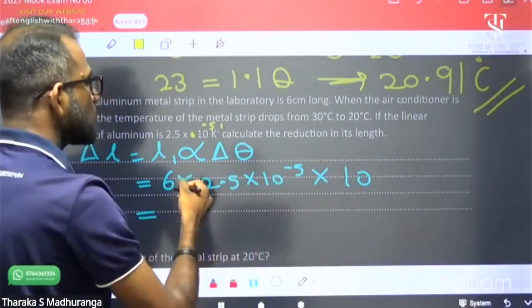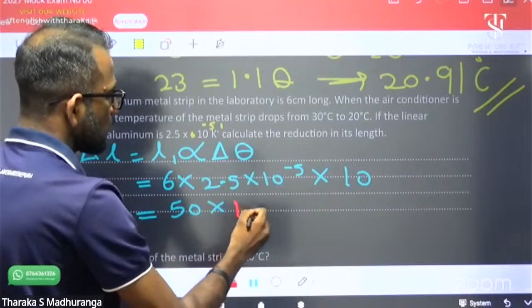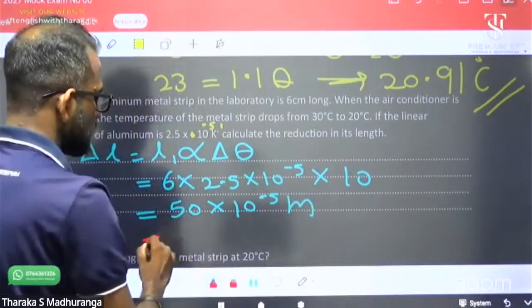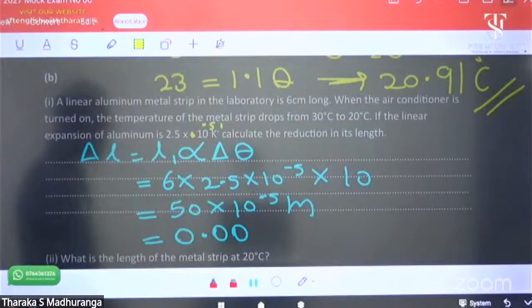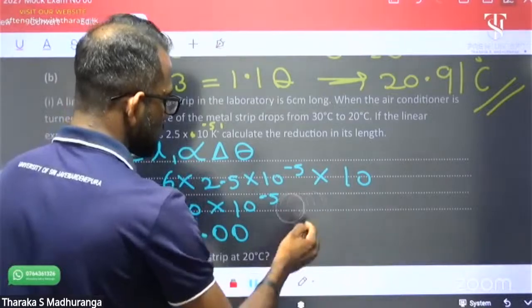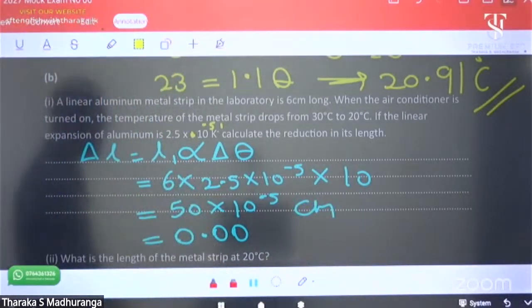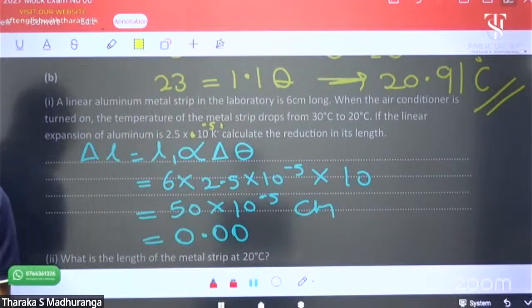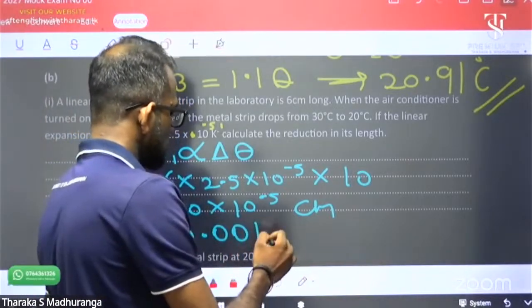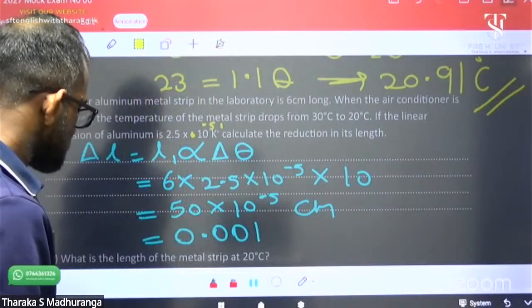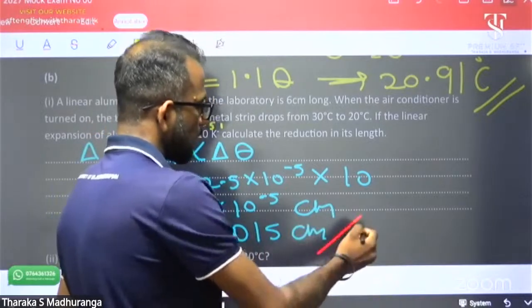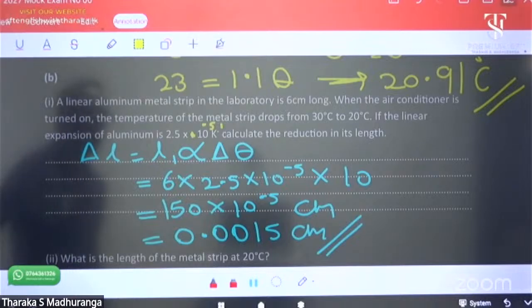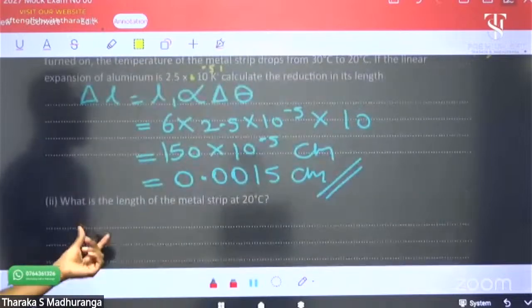2.5 into 10, 25. 25 into 6, 150. 150 into 10 to the power minus 5 meter. That means 0.0015 centimeter. The answer is also coming in centimeter, no need to convert into meter. Okay, note down. Okay, next one.